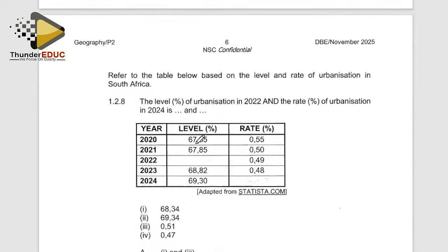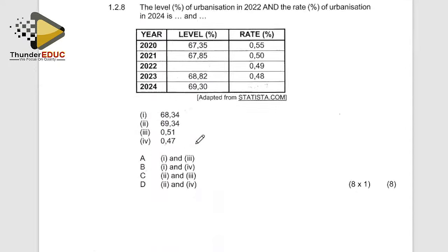Right, we'll move on to the next question, number 128. Number 128 is saying, refer to the table below based on the level and rate of urbanization in South Africa. In 2022, and the rate in percentage of urbanization in 2024, we're supposed to figure this out. We're supposed to calculate this. How are we going to calculate that?